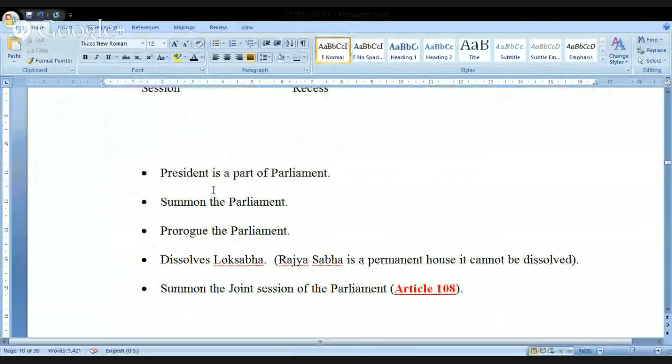Look at this. So this is what I told you. President is a part of the parliament. President summons the parliament. President prorogues the parliament. And now you know the meaning of each and every word.